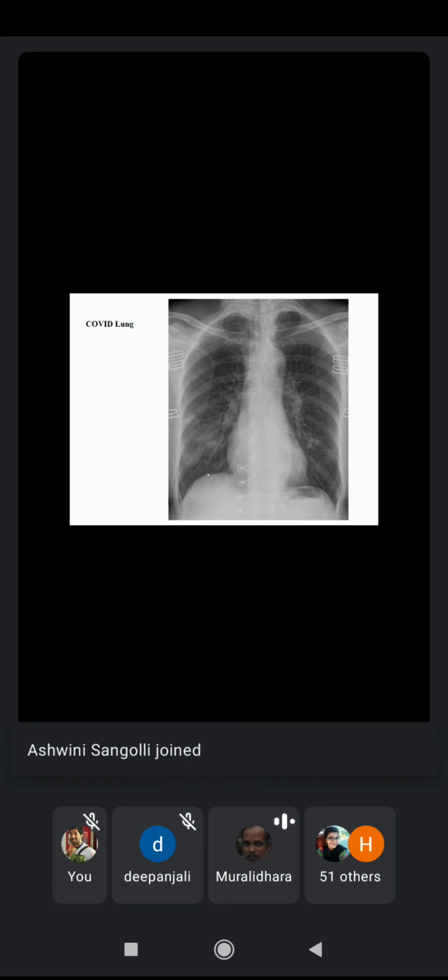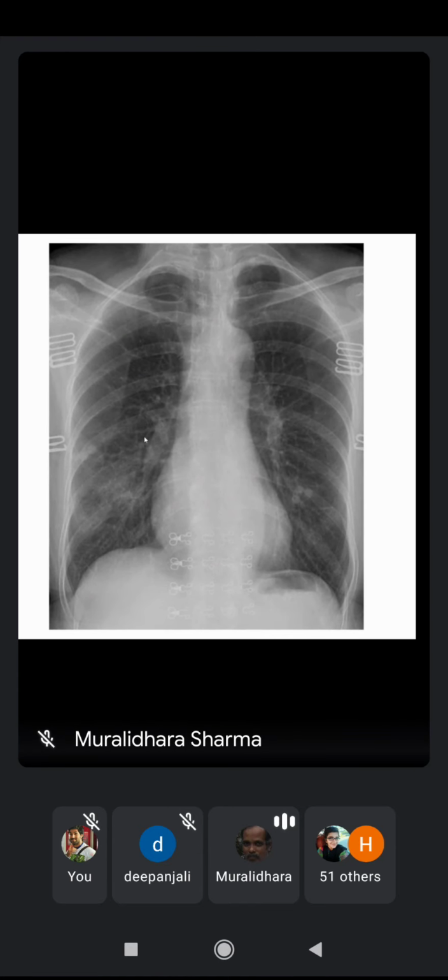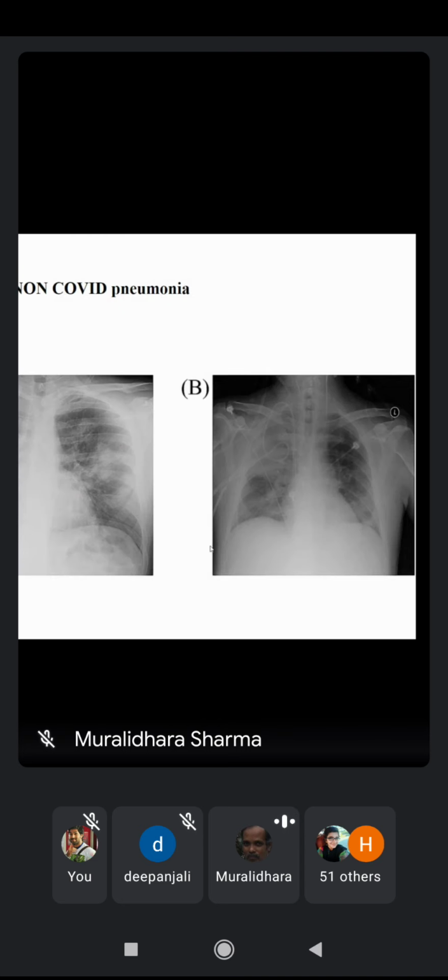And along with that, there are changes in the interstitial area, the lung tissue, particularly in the right lower lobe and middle lobe. And this is typical of the COVID lung disorder or COVID pneumonitis.